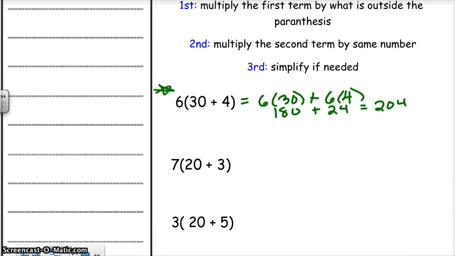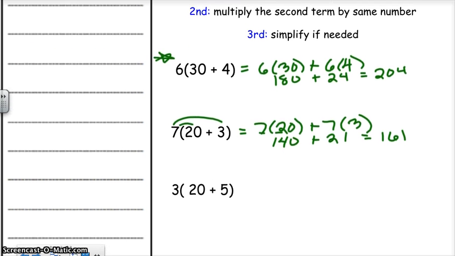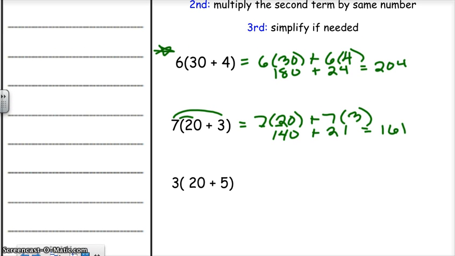7 times 20 plus 3. Distributing the 7, it's 7 times 20 plus 7 times 3. 7 times 2 is 14, add the 0, plus 21, which is 161. Another example, 3 times 20 plus 5. Distributing the 3 out, you get 60 plus 15, which is 75.